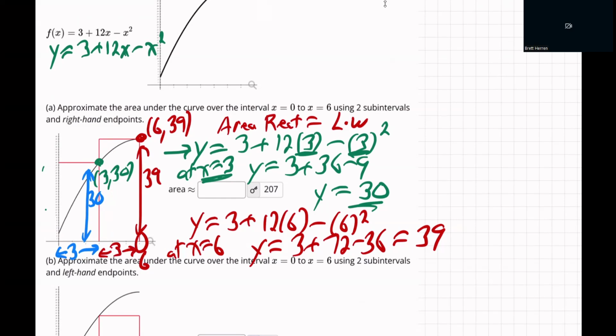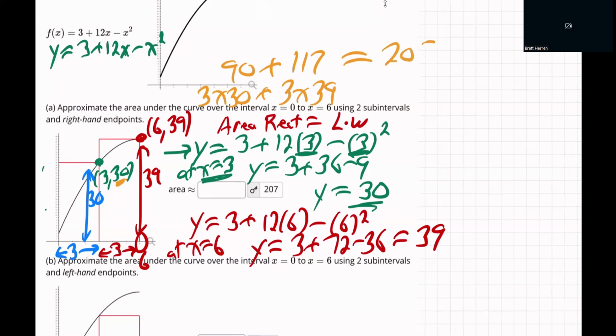So this rectangle is 3 times 39. So the two rectangles, let's put it together. We've got 3 by 30 plus 3 by 39. So that's 90 plus 117, and that's 207. Oh yeah, that's the area. So the area of those two rectangles is 207. Let's do the next two.